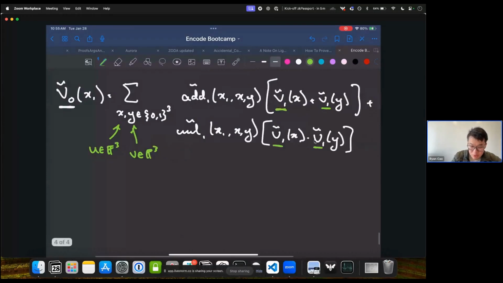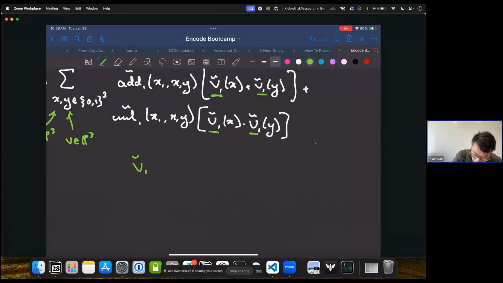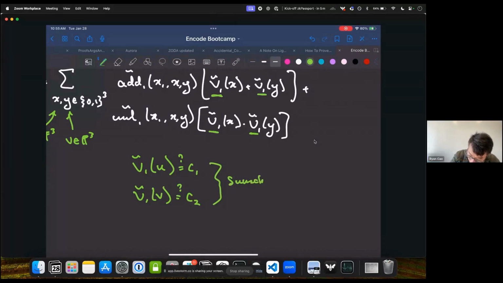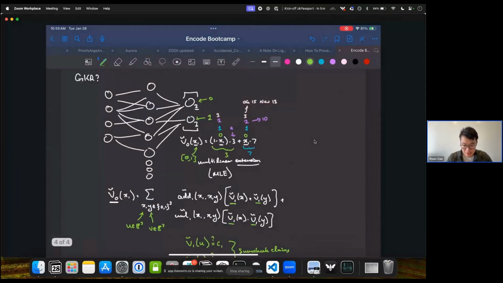And at the end, we're going to receive these claims on the multilinear extension of the previous layer. So we're going to want to know that v1 of u, for example, equals question mark, say C1, and that v1 of v equals question mark C2. And so these will be the Sumcheck claims that we need to prove as the prover for the next layer. And so this is the TLDR behind how GKR works. Any questions real quick?